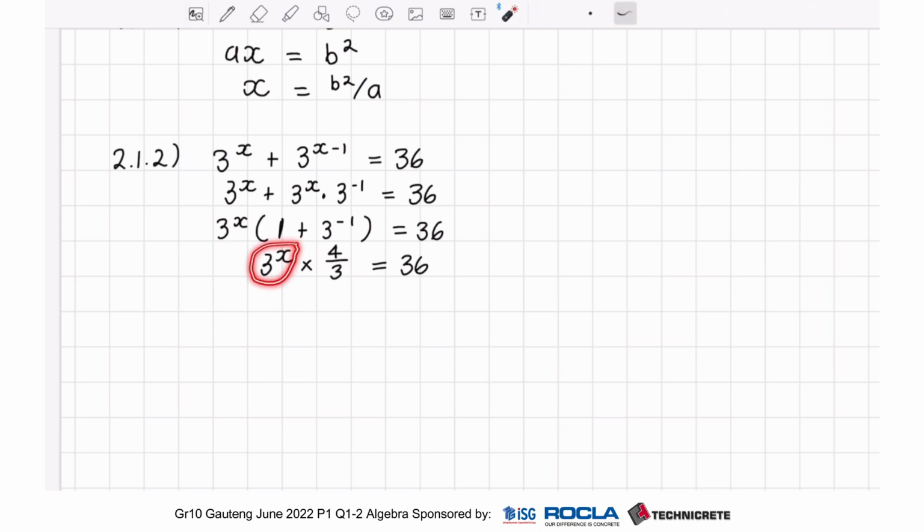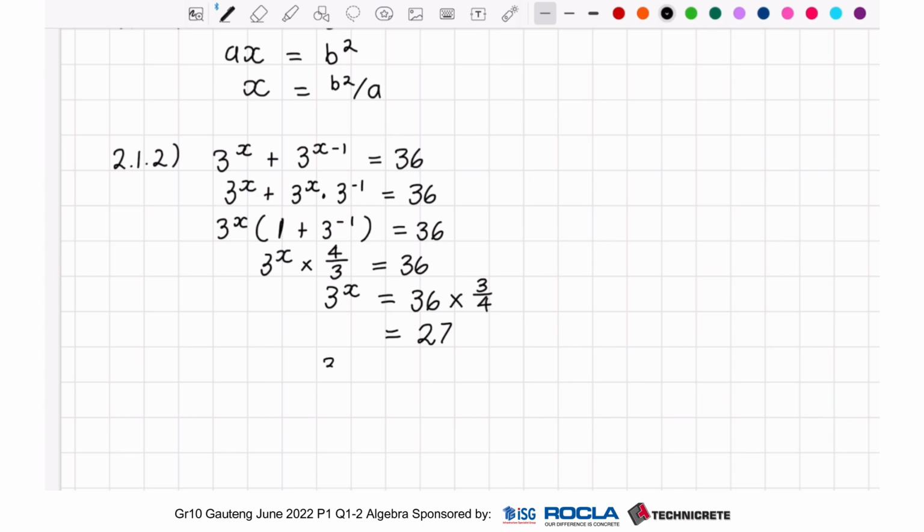Now this is the only thing that has x in it, so I want to isolate this on the left-hand side. So I want to get rid of 4 over 3 on this left-hand side, and I can see that it's being multiplied here, so to get rid of it, I can divide it. So I'm dividing the left-hand side by 4 over 3, and I'm dividing the right-hand side by 4 over 3. And to divide 36 by 4 over 3 is the same as multiplying by 3 over 4. So on the left-hand side, I'm left with 3 to the power of x. And then on this side, I've got 36 divided by 4 over 3, which is the same as multiplying by 3 over 4. And that's 27.